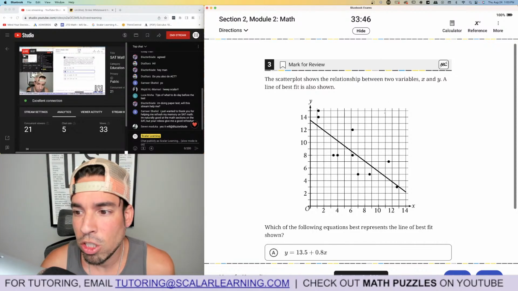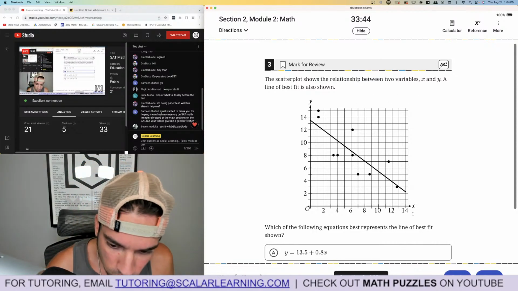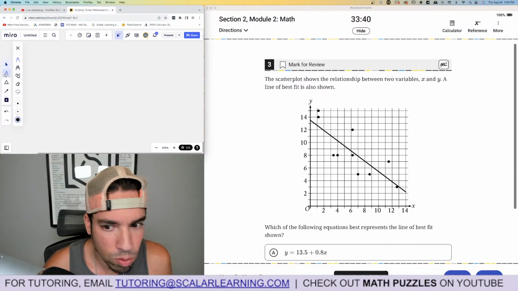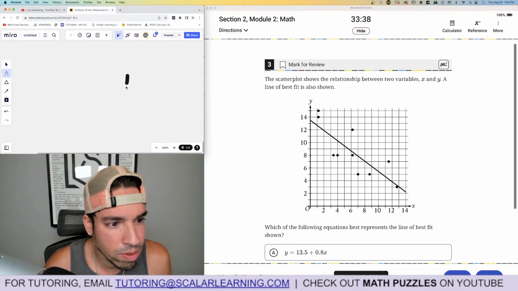Okay, number 3. The scatter plot shows a relationship between two variables X and Y. The line of best fit is shown. Which of the following equations best represents it? Okay, so we're just trying to get the equation of the line. I see a y-intercept there at 13.5.